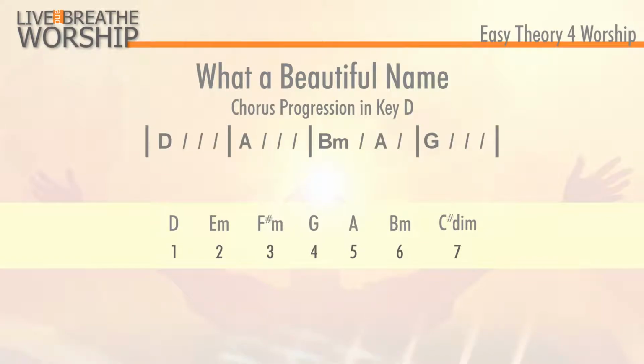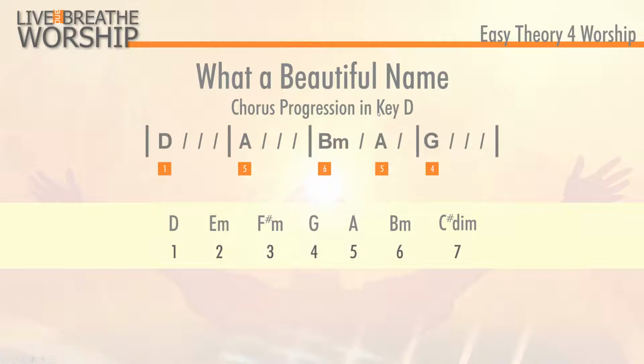Here we have What a Beautiful Name. It's the chorus progression in the key of D. So first thing we'd need to do is set out the chords for the key, 1 to 7, and then we start substituting. So here we go. The first chord in this progression is a D, which is a 1 chord. The second is an A, which is a 5. The B minor is a 6. The A is a 5, of course, and the G is a 4.